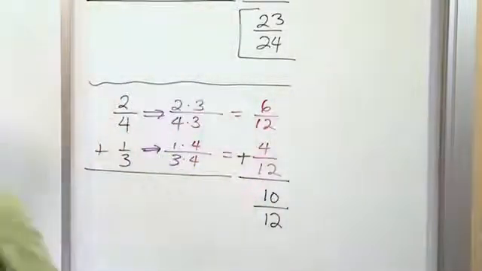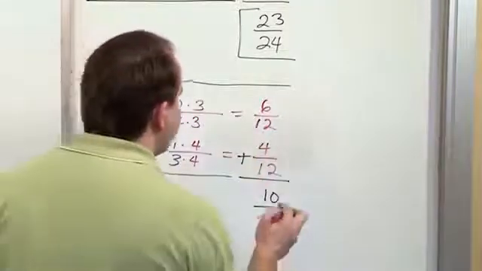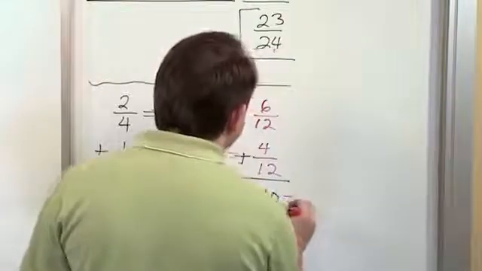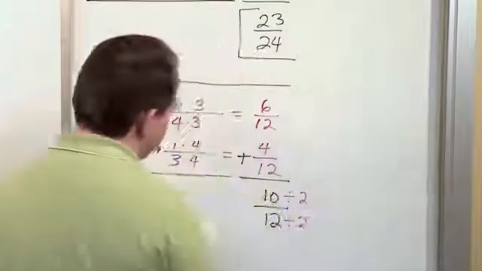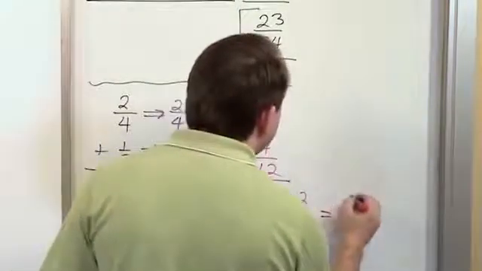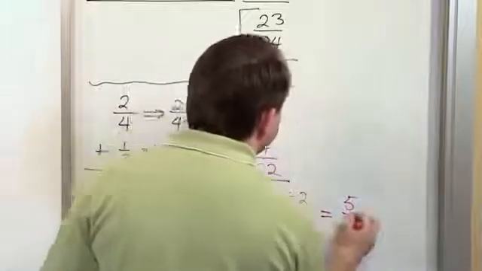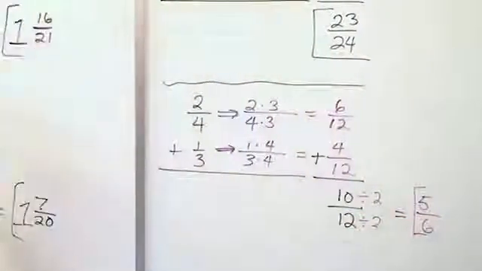Now that's exactly correct, totally right. I could circle that. But then I notice this is not in lowest terms because I can divide the top by 2, and I can also divide the bottom by 2. They're both even numbers, basically. So 10 divided by 2 is 5, and 12 divided by 2 is 6. So I get the fraction 5/6. That is the final answer.